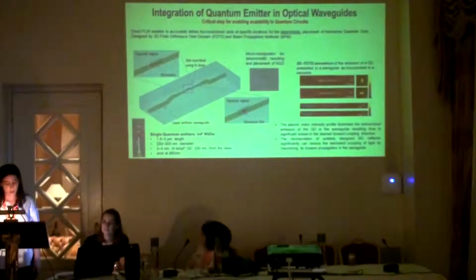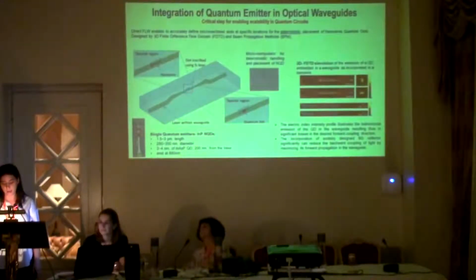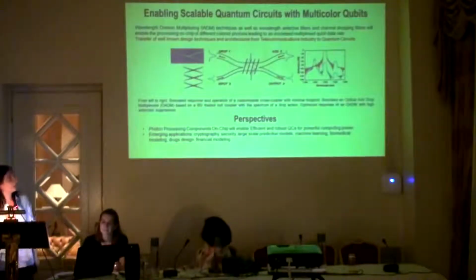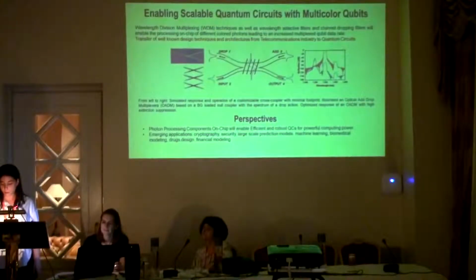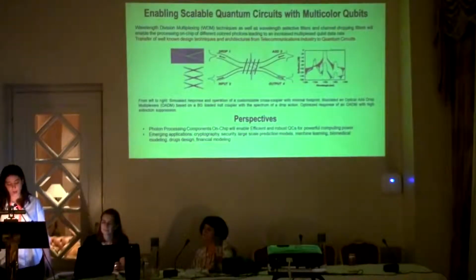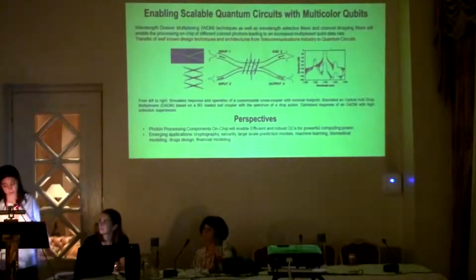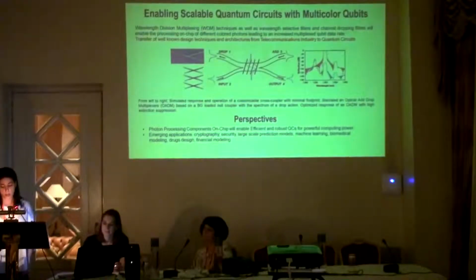Also, for optimization, we inscribe Bragg gratings in order to increase the directionality of the quantum emitter. By placing multicolor qubits, we will enable a scalable quantum circuit. In order to handle the signal from the multiple quantum emitters, we are using wavelength division multiplexing components, and other tools previously developed in the telecommunications industry.